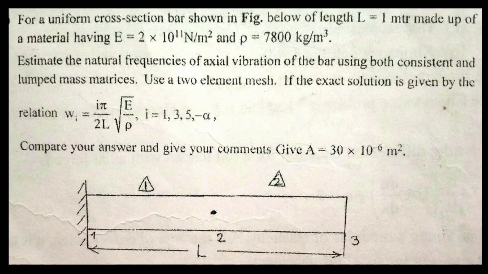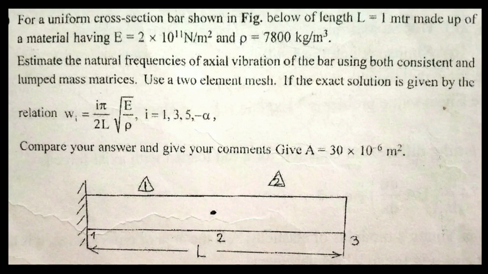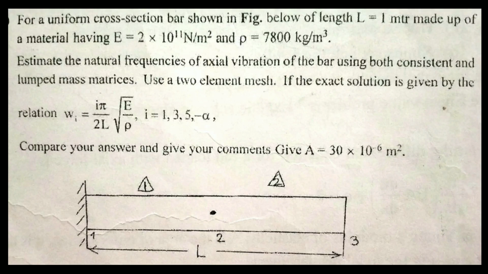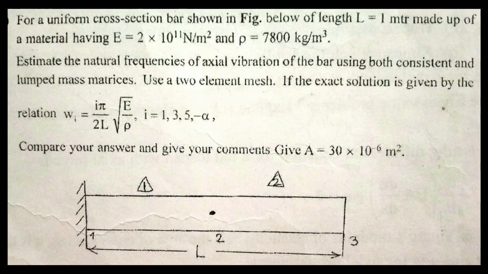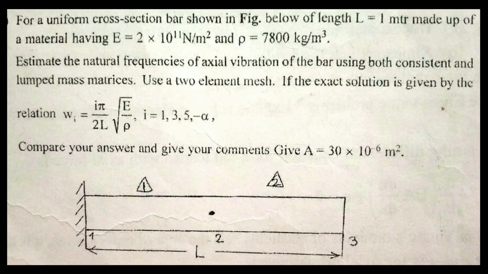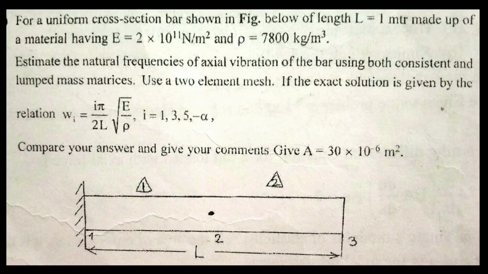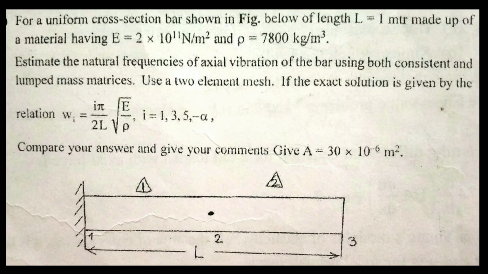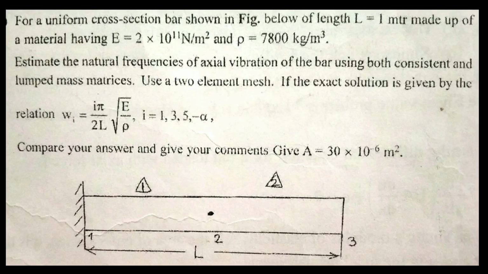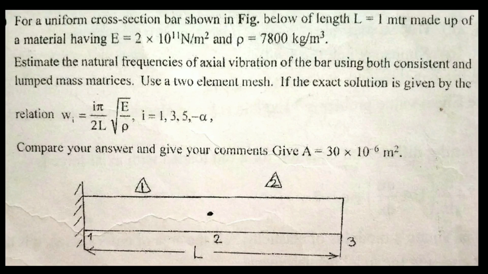If the exact solution is given by the relation omega i equal to i times pi divided by 2 times L times square root of E by rho, for i equal to 1, 3, 5 up to infinity. Compare your answers and give your comments. Given A is equal to 30 times 10 to the power minus 6 meter square.